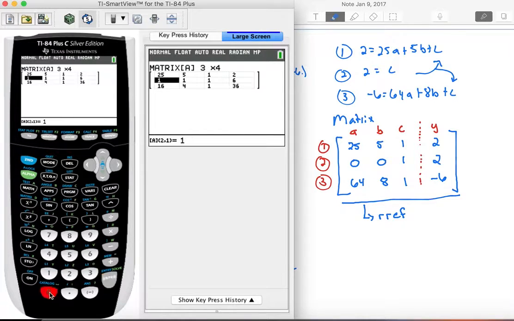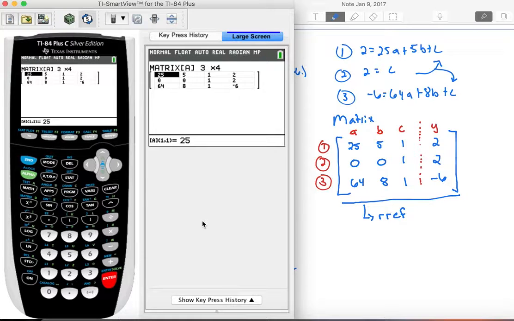Then my next row, I have 0, enter. I have 0, enter. I have 1, enter. And I have 2, enter. Then I have 64, enter. Then I have 8, enter. Then I have 1, enter. And then I have negative 6, enter. And there is my matrix.